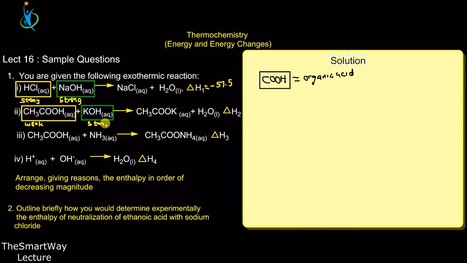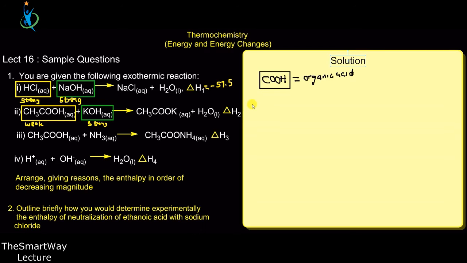Now the energy liberated during the process will be what? It will be less than this one. The energy liberated in the process will be less than this. So the first one will be the highest. So let's give the first one order.